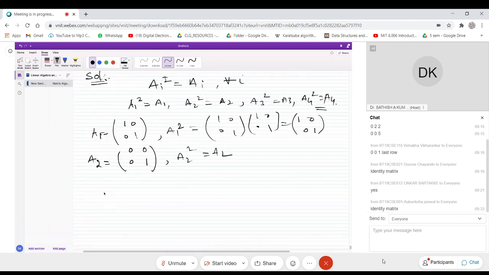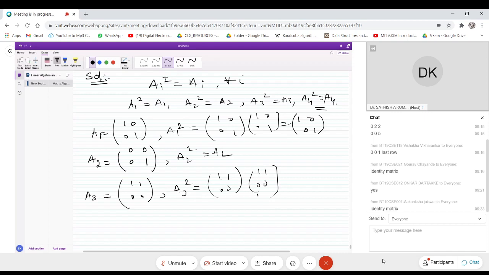Now we'll have a3 like this. Suppose I take a3 equal to 1 1 and then 0 0, something like that. So what would be the a3 square? So I will get 1 1 here. So a3 square would be 1 1 0 0 times 1 1 0 0.